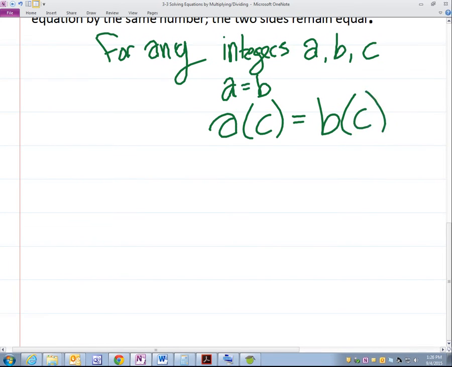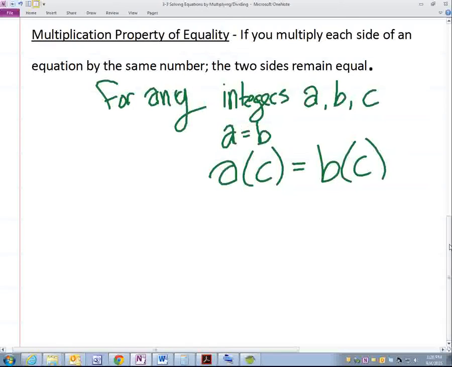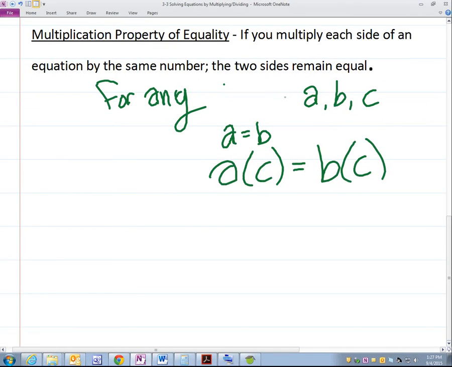I only got the property. There we go. The multiplication property of equality. If you multiply each side of an equation by the same number, the two sides remain equal. For any numbers A, B, and C, where A equals B, A times C is equal to B times C.